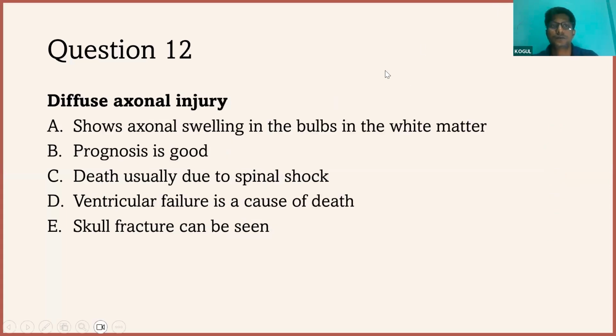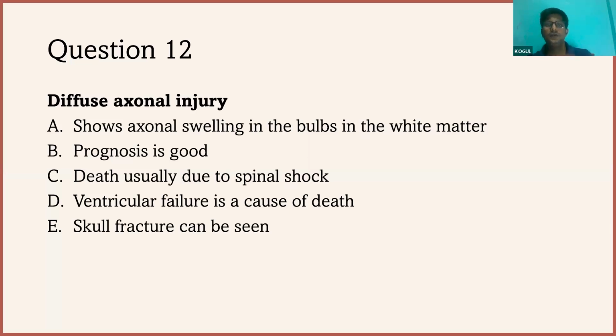This is true. Diffuse axonal injury shows axonal swelling in the bulb in the white matter. That is true. Prognosis is good? All know it's very bad. Death is usually due to spinal shock. What is your answer? Spinal shock.